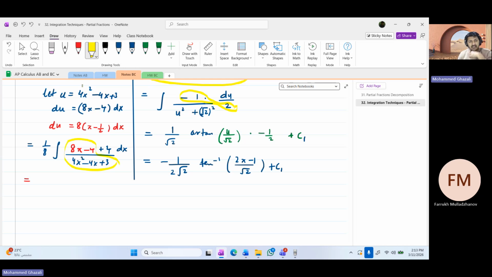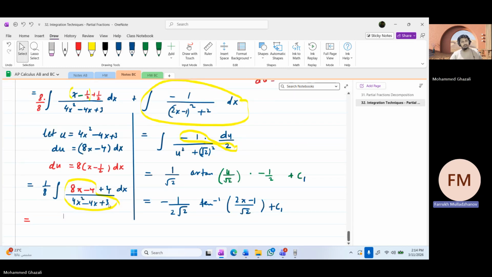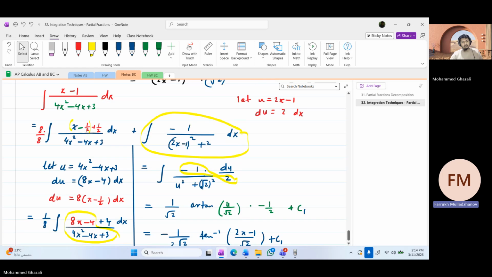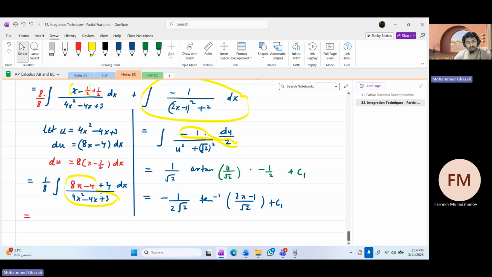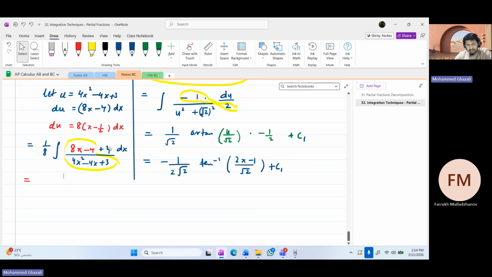Okay, this part of the integral is fine because that's just 1 over u, right? 8x minus 4 with the 1 over 8 outside. I have one question: we can make it plus 4 over 4x squared minus 4x plus 3 in a different integral. We can make two integrals. In one part it will be 8x minus 4 divided by 4x squared minus 4x plus 3. That's what we're doing, we're making it into two separate integrals. I didn't come to that part as yet.